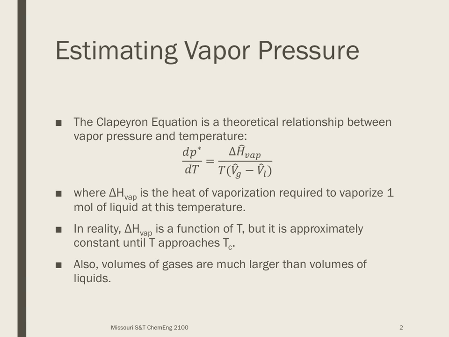To estimate vapor pressure, we use the Clapeyron equation. It's a theoretical relationship between vapor pressure and temperature. It says that the vapor pressure will change with temperature as the change in the heat of vaporization divided by that temperature and the difference in the volumes, the specific volumes of the gas in the liquid.